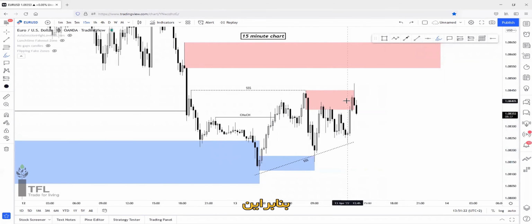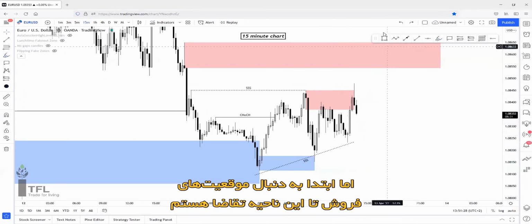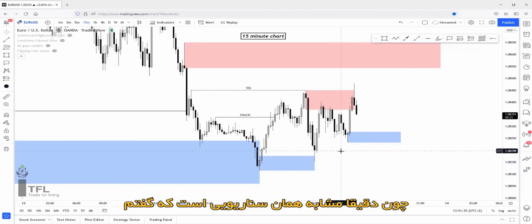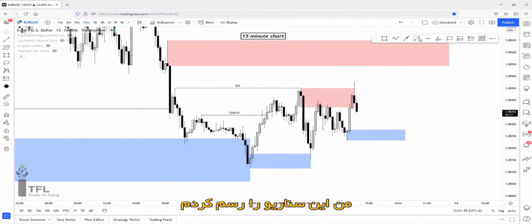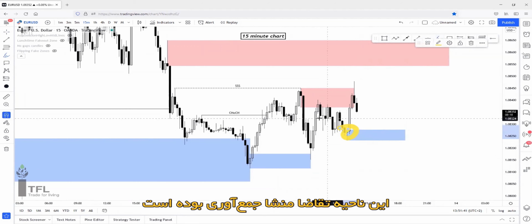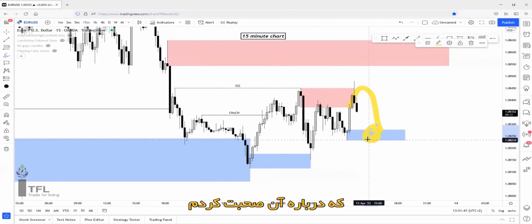So more likely I'll be looking for short opportunities. But first, I'll be looking for short opportunities down to this demand zone, because this is the exact same scenario once again, right? I just draw this scenario. This demand zone has caused this sweep. So we have two scenarios on this demand zone that I was talking about.